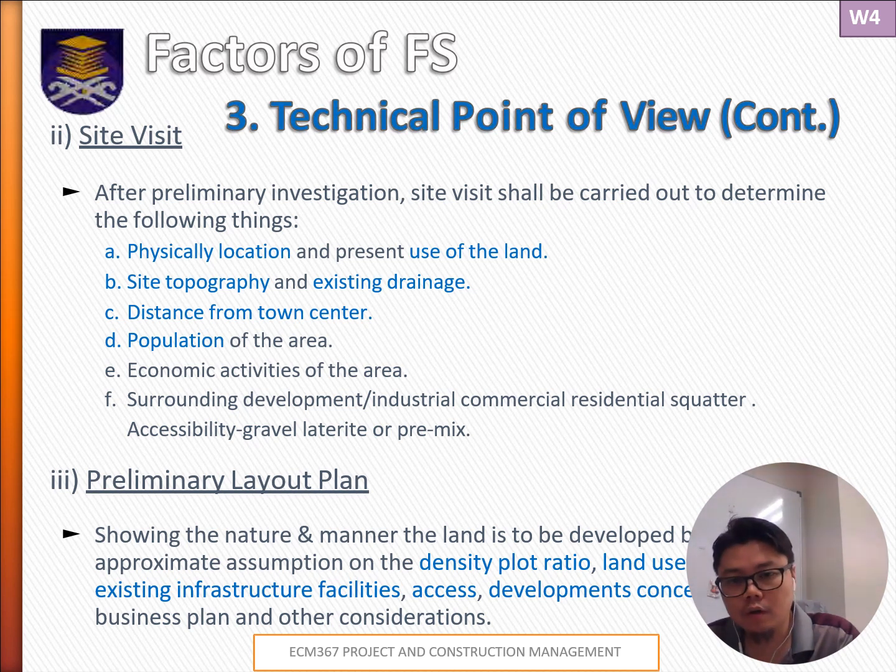And finally, we draft a preliminary layout plan. So this is where we make a rough plan for what we might build there, and then we think about how much we can build, what the land can be used for, and what is nearby. So this plan helps us imagine how the project will fit into the area before we start building.